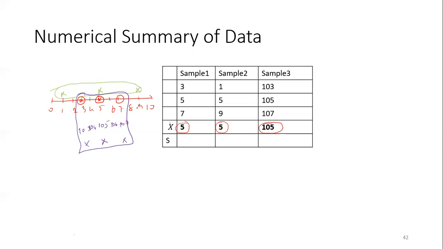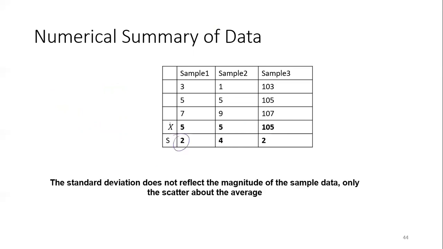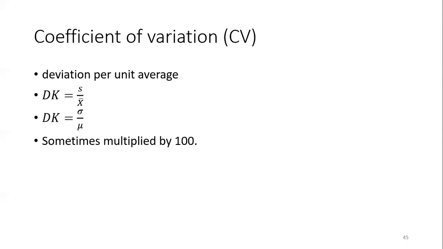So these are the averages: 5, 5, 105. This is the sample standard deviation of the first and the second data. It turns out that the sample standard deviation for the third data is the same as sample one. So in fact, the standard deviation does not reflect the magnitude of the sample data. It only reflects the scatter about the average.